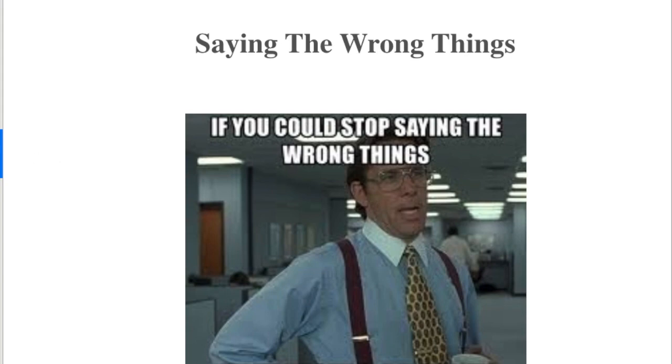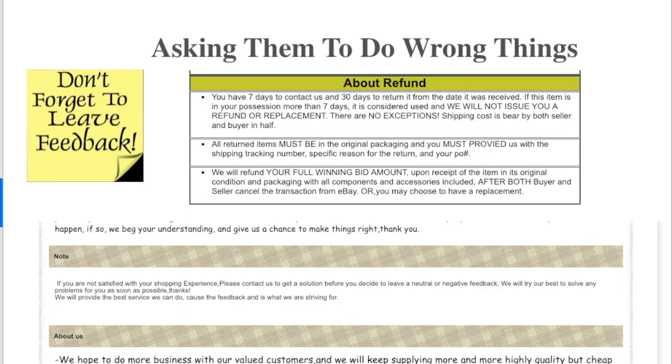All right, what's next? Next is asking them to do wrong things. For example, "Don't forget to leave me feedback. I'm striving for 5-star feedback. I do my best and I'm a single mom. I'm poor. I need money. Don't ruin my account." Nobody cares about that. Don't ask them to do wrong things.